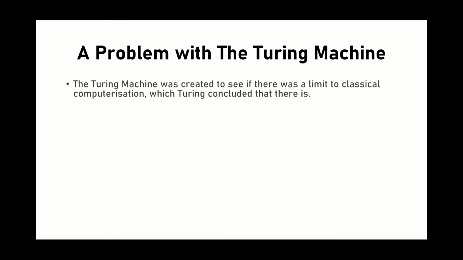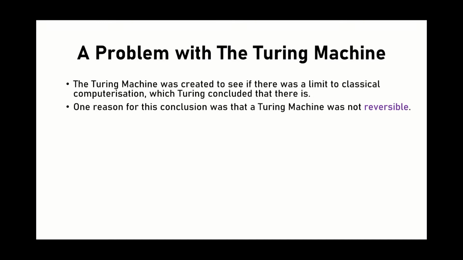Now, there's a problem with the Turing machine, and by extension, all classical computers. The Turing machine was created to see if there was a limit to classical computerization, and Turing himself concluded that there was. One reason for this conclusion was that a Turing machine was not reversible.